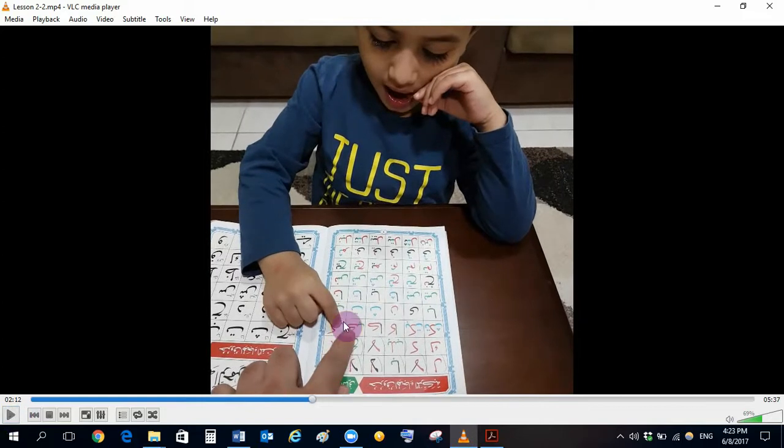So why I corrected him here, because he said kaf ba, he said the hamza. So I had to correct him. I had to get used to kaf ba without hamza.